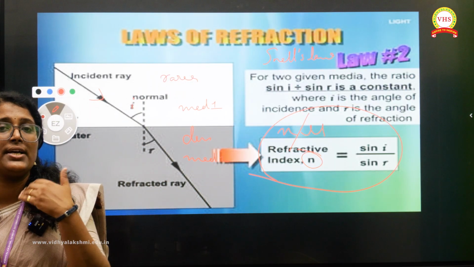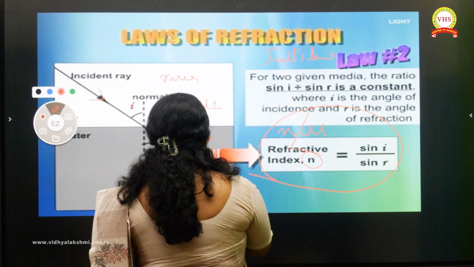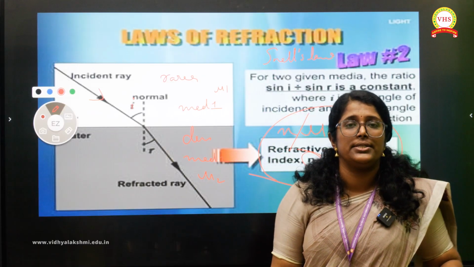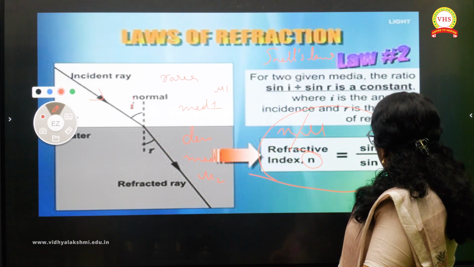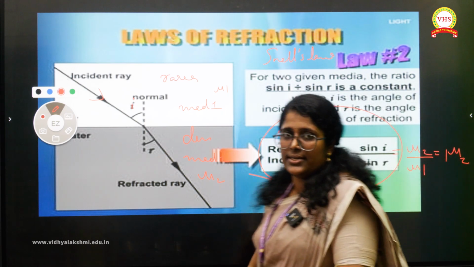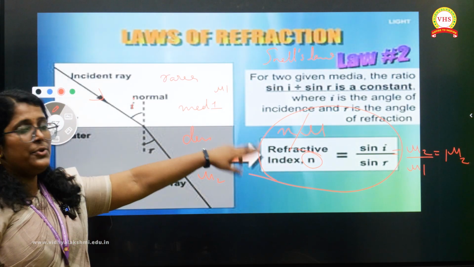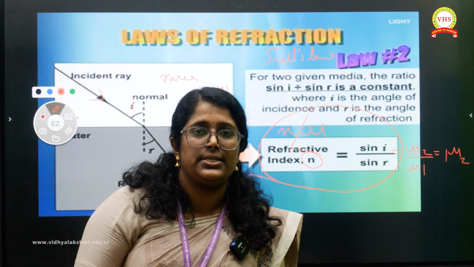Sine of the angle of incidence to the sine of the angle of refraction is always the refractive index of the second medium with respect to first. So here the refractive index of the second medium is mu 2, and the other one is mu 1. So I can write it as mu 2 by mu 1 also. So mu 2 1, that's also correct. Different notations are there. Mu 2 1: refractive index of the second medium with respect to first.